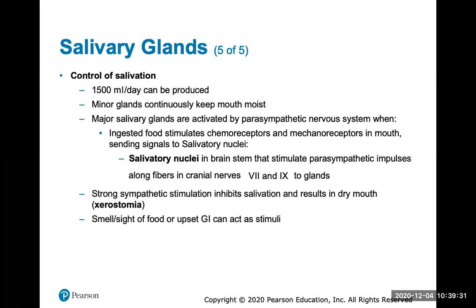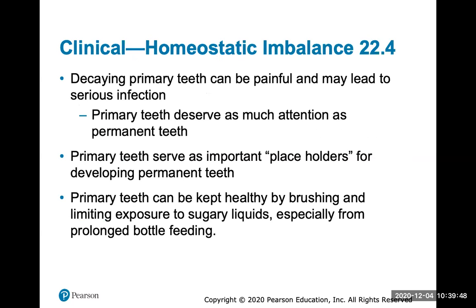The control of salivation, about 1,500 milliliters a day, can be produced. We're not going to go too much into the control. It is under parasympathetic response. Remember, the parasympathetic system is the rest and digest. So your parasympathetic system will initiate salivation.